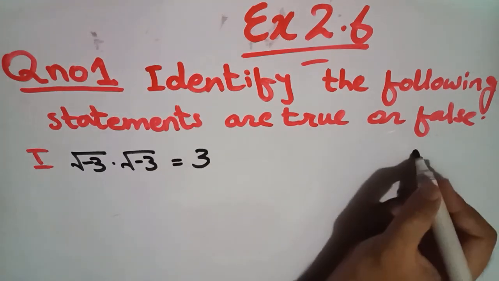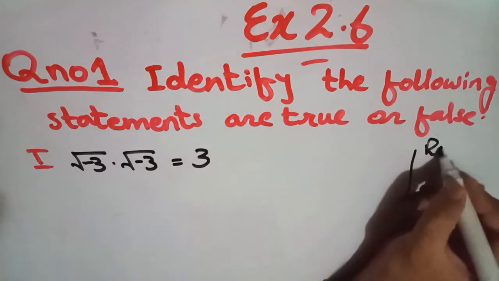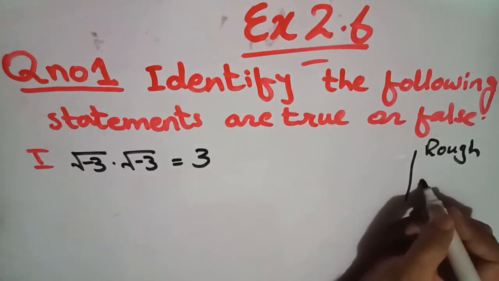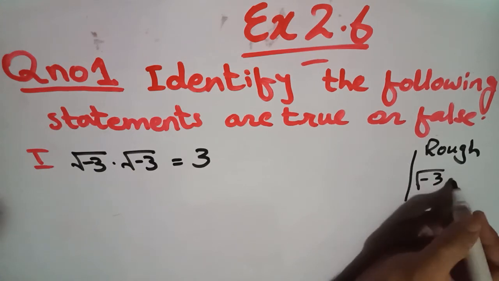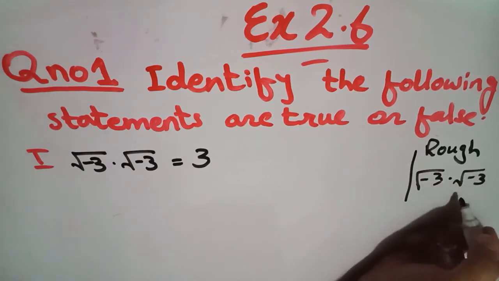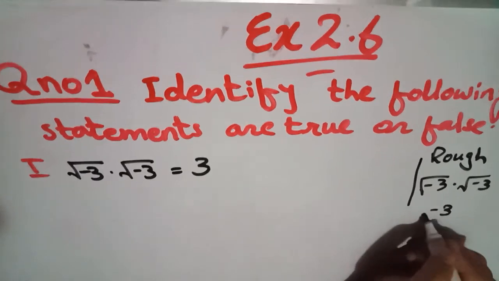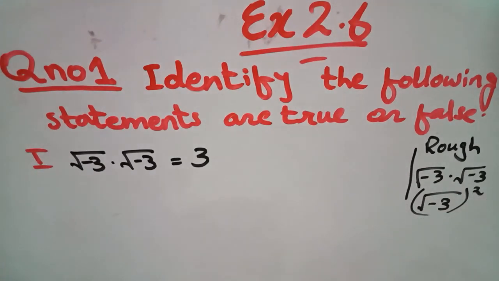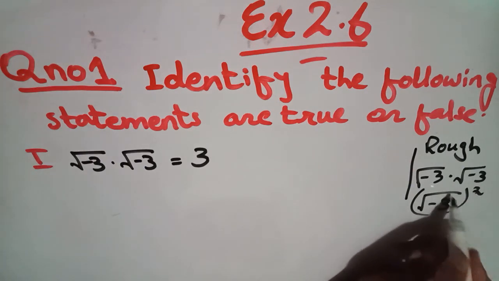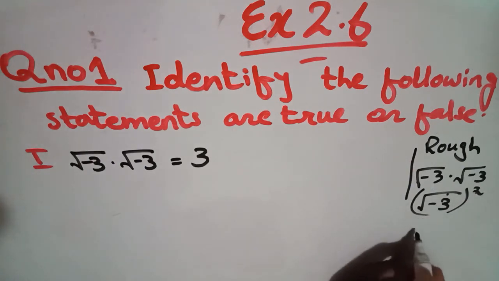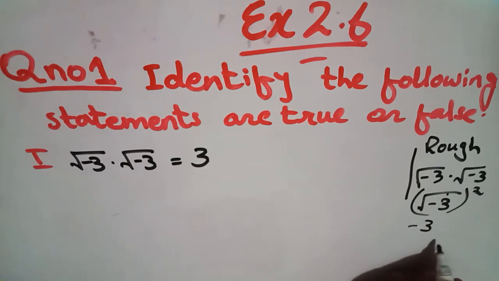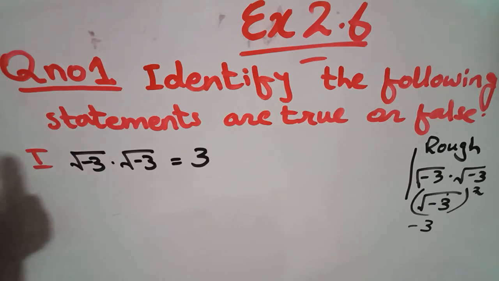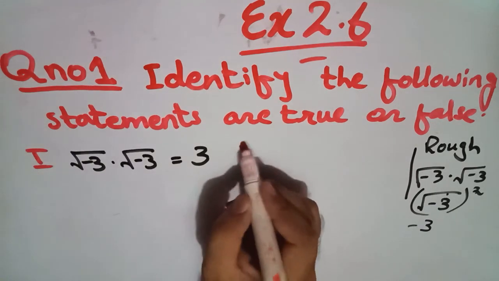So in the rough work I am mentioning here, when I multiply under root minus 3 with under root minus 3, we get the square of under root minus 3. So when this square cancels with the root, there will remain minus 3. So it is not equal to this one. So the first statement is false. I am writing it false. So you can write it false.